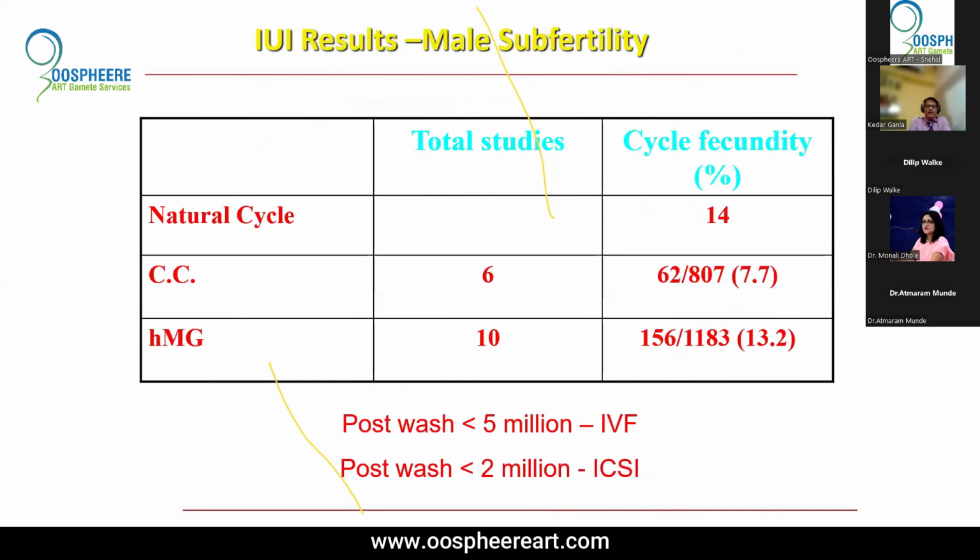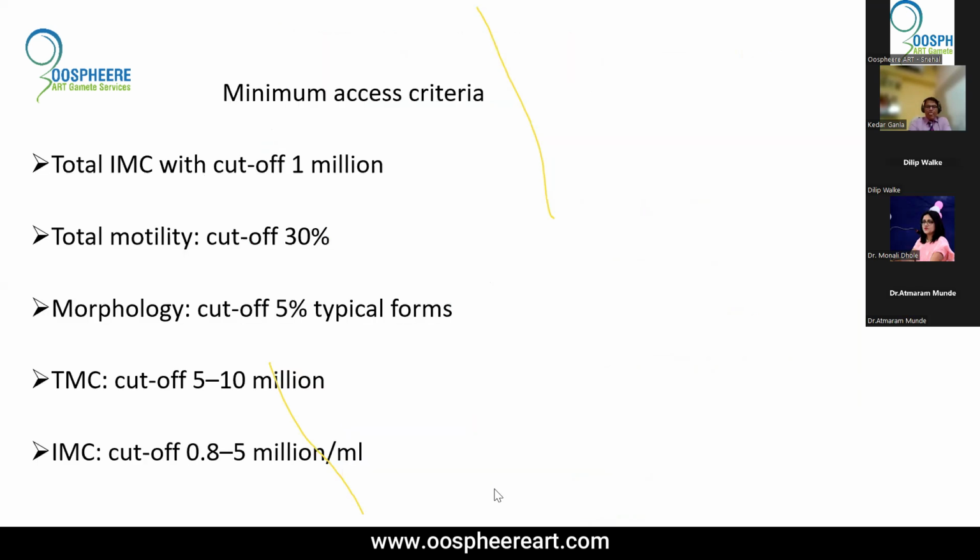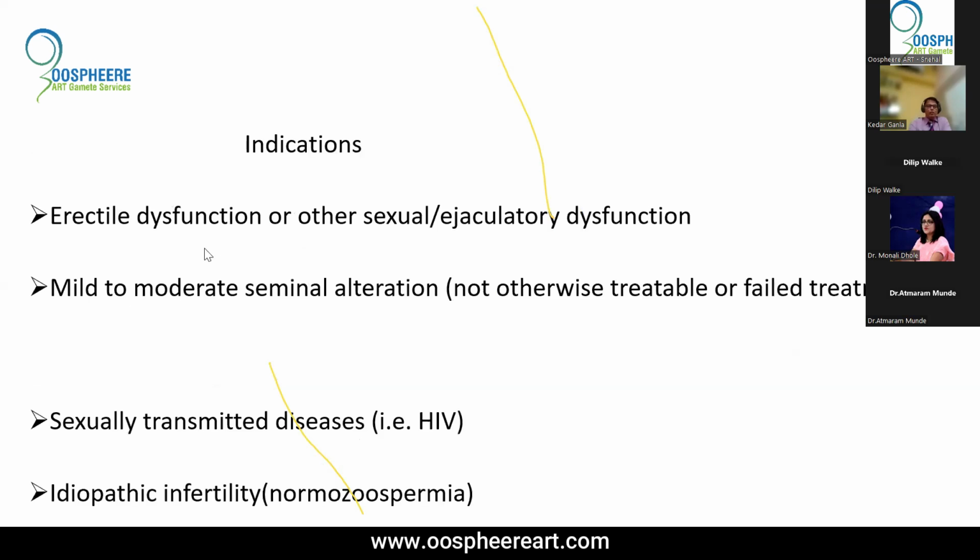Now, IUI in male infertility: when you use letrozole or CC, your pregnancy rate is 7.7%. The moment you go to HMG, it is 13%. So minimum criteria, total motile count post-wash should be at least 1 million with 30% motility, and that will give you better results. Most common indications are erectile dysfunction and ejaculatory dysfunction.